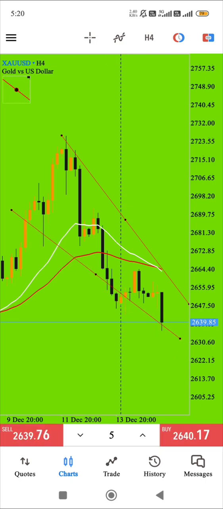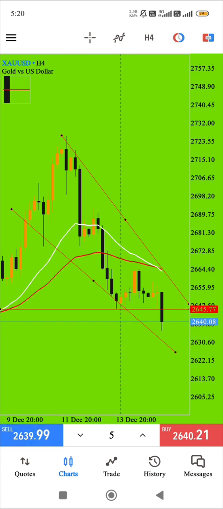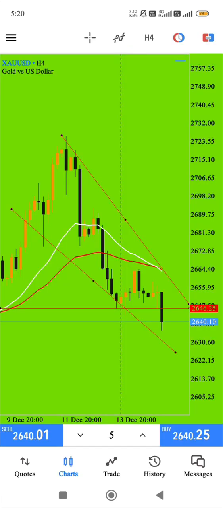Okay, select this one. It will go a little bit down, but not down. Now it gets up. This is a resistance line, and this is 2646. This is resistance. Right now it is 2639.